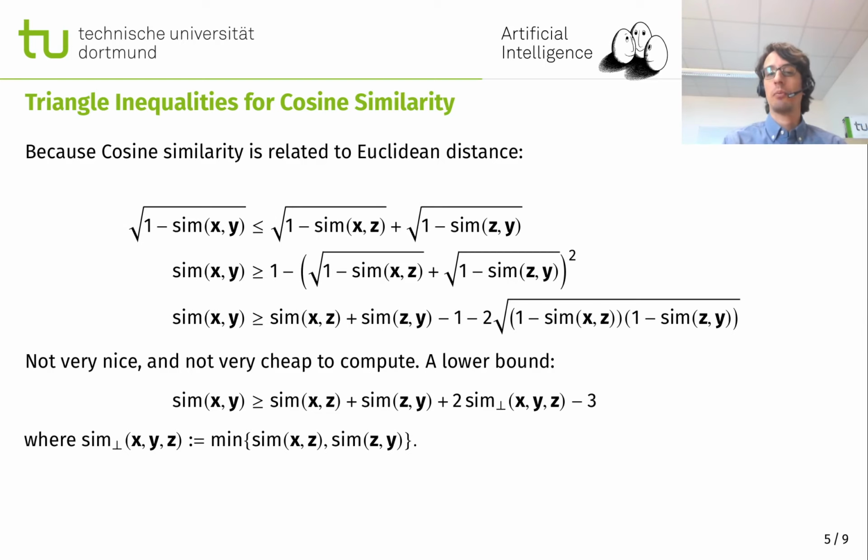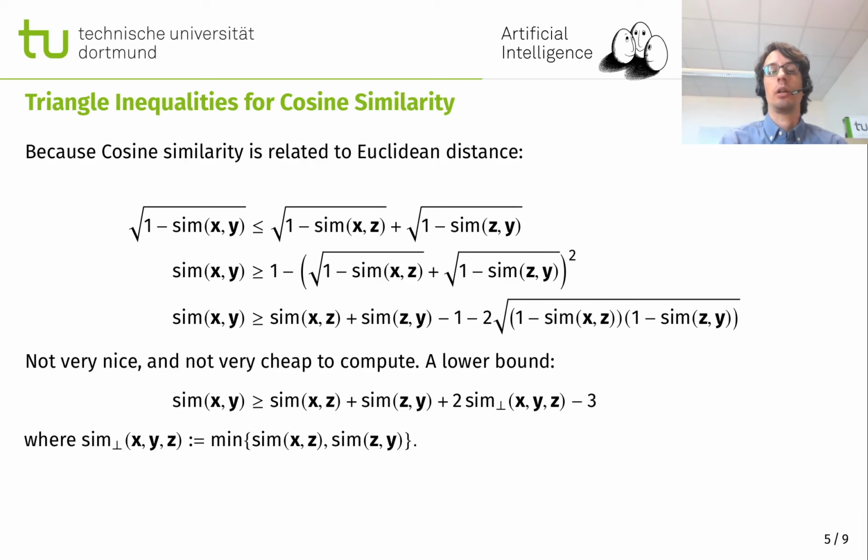Then we have the second line, and we can then try to simplify this function a bit, and we get the third line on the slide. So we have the similarity of x and y is the similarity of x and z plus the similarity of z and y minus 1 minus 2 times the square root. So we do now have a first triangle inequality for cosine similarity, which is actually a version of the regular Euclidean triangle inequality.